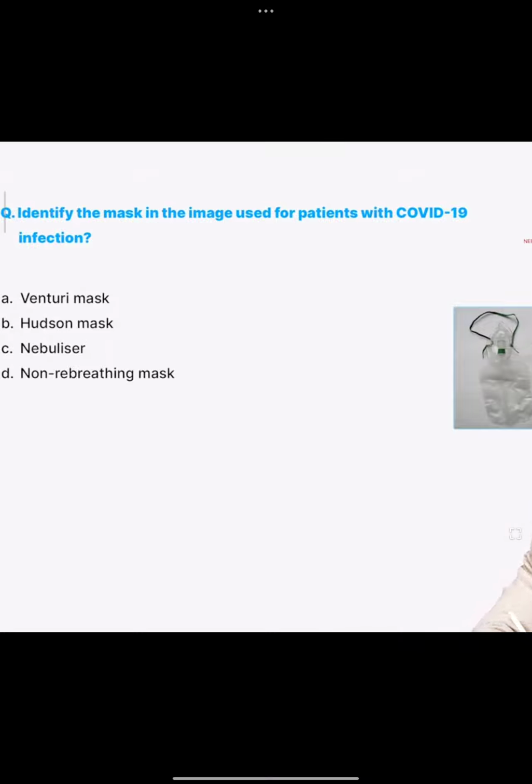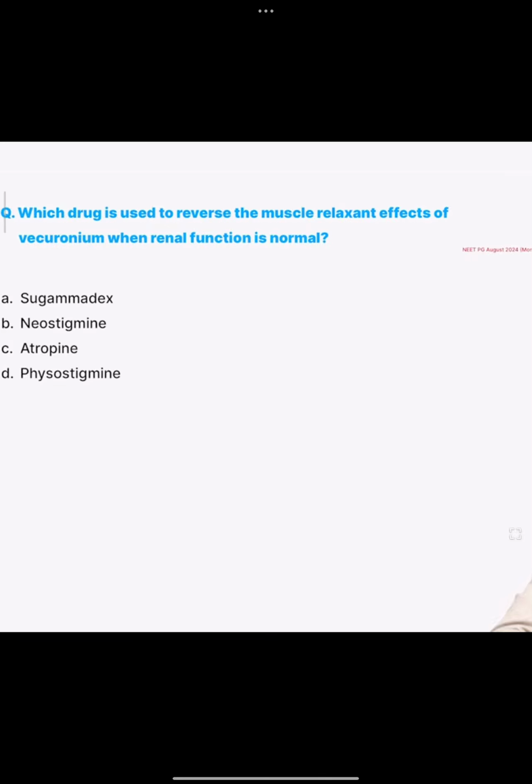Next, identify the mask that is being used commonly in COVID-19 infection cases. Guys, this mask is very easy to identify. This is not a conventional oxygen therapy mask. What mask is this guys? It has a bag, so it is an NRBM, non-rebreathing mask. Venturi mask means there will be colors. Hudson mask is a normal face mask. Nebulizer you can easily identify also.